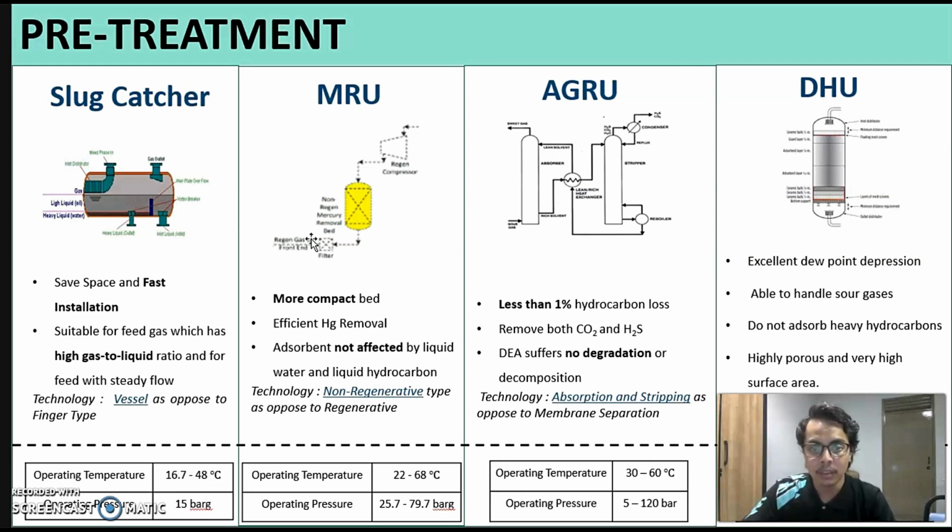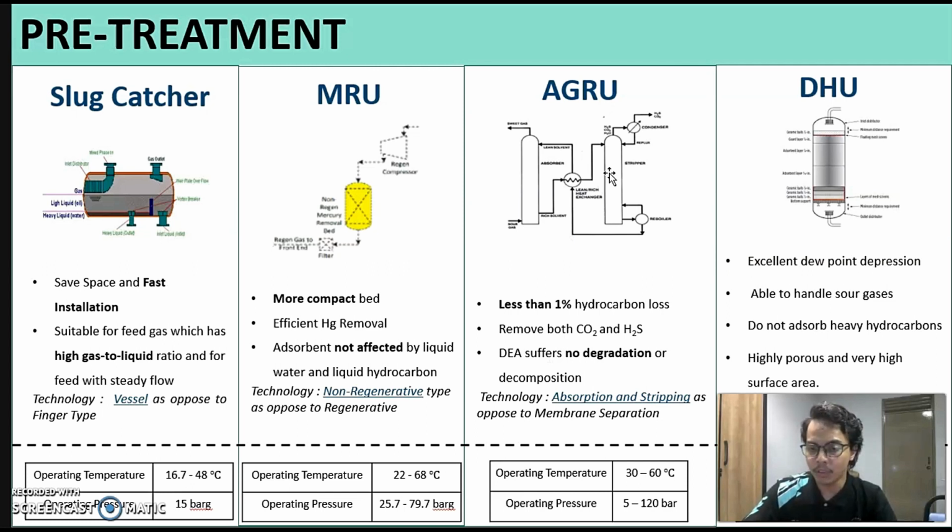And the next one is MRU. A more compact bed and efficient mercury removal is what we desired, and the absorbent should not be affected by liquid water and liquid hydrocarbon. The technology that we have chosen is non-regenerative compared to regenerative, since the mercury is not that much in our feed inlet, and the operating temperature and pressure is 32 to 68 degrees Celsius and 25.7 to 79.7 bar gauge respectively.